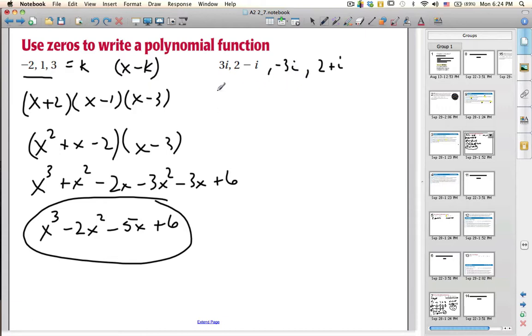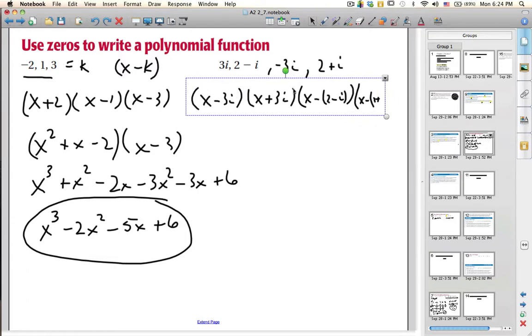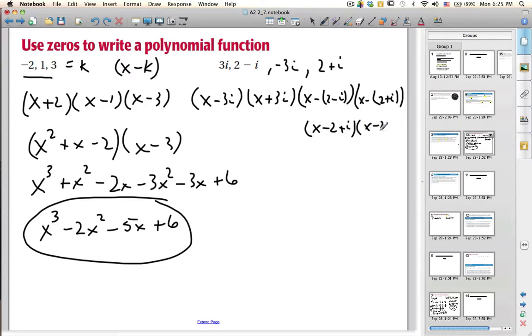So again, these are my k values, so my solutions, or my factors, would be x minus 3i, x minus negative 3i, so that's going to be plus 3i. And I'm going to have x minus 2 minus i, and x minus 2 plus i. Let me move that over because that's just illegible. Sorry about that. When I simplify these by distributing the subtraction, I'm going to have x minus 2 plus i and x minus 2 minus i.